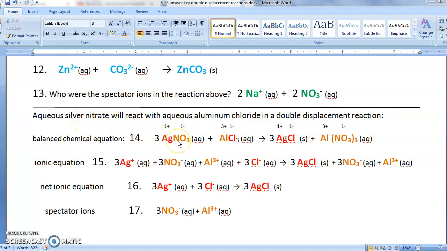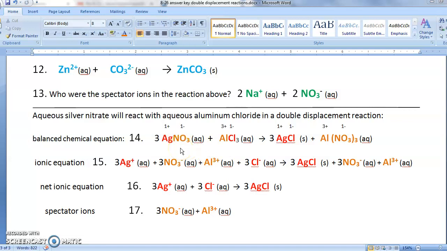Silver is Ag, nitrate's NO3. They're both 1 minus, crisscross. And it's going to react with aluminum chloride. Aluminum's Al, chloride's Cl. Cl's 1 minus, aluminum's 3 plus, crisscross. Now, we have to look to see what's going to happen in this reaction, if anything.